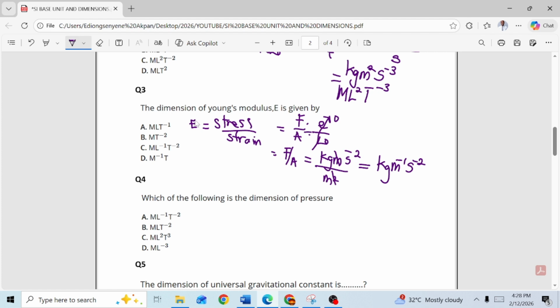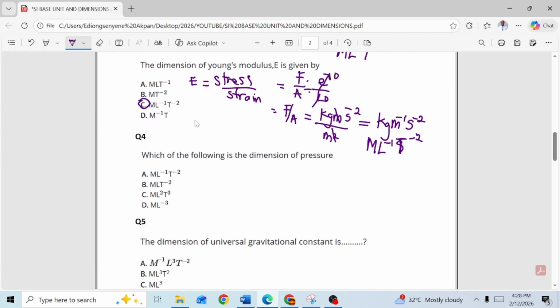The dimension will give us mass, L minus 1 and T minus 2. ML minus 1 T minus 2. Question number 4. Which of the following is the dimension of pressure? Pressure is force over area. So it is the same as Young's modulus, kilogram meter per second squared divided by meter squared.